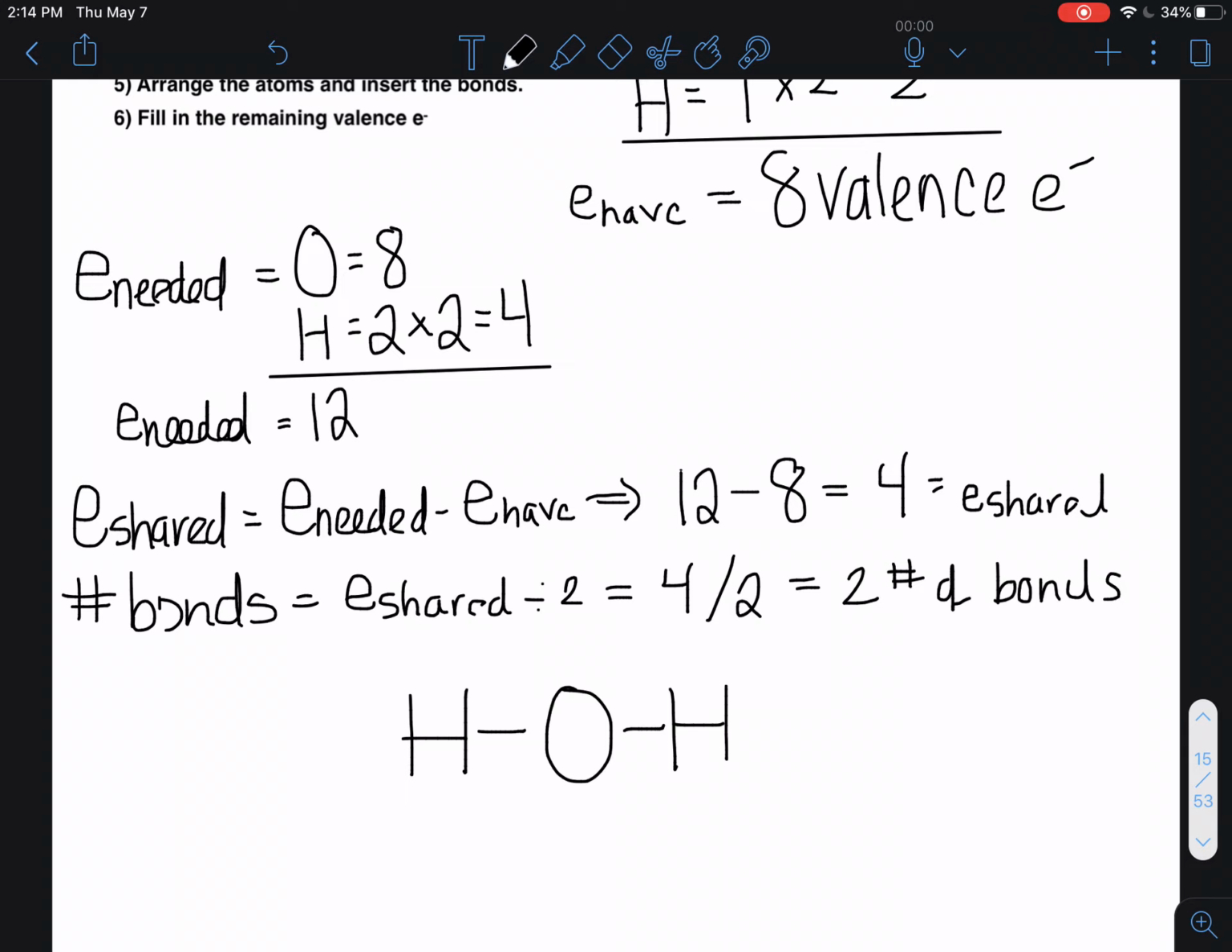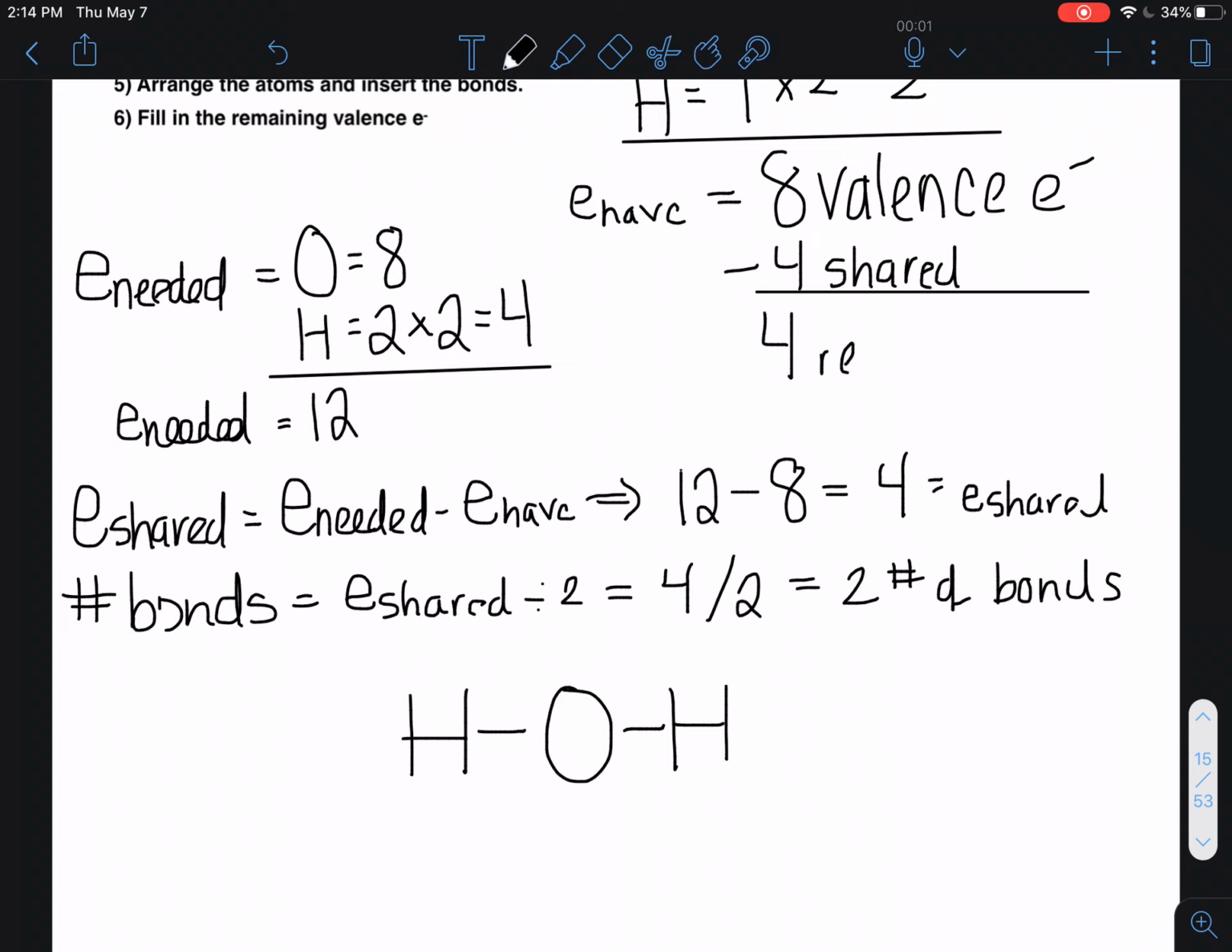So that got rid of 4 electrons. And how many do I have to start off with? I have 8. All right, so remaining, I have 4 electrons left over. Okay, so I'll put remaining.